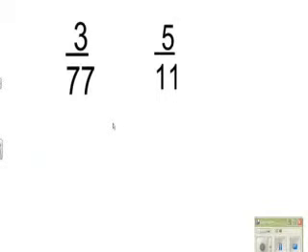Now, finding a common denominator, it always works to multiply these two, and that can be your common denominator. You can multiply 3 by 11, 7 by 11, and then 5 by 7, 11 by 7. You can get a common denominator doing that. However, you've probably also heard about least common denominator, because if we actually multiply 77 times 11, you get 847, which is not a very friendly number.